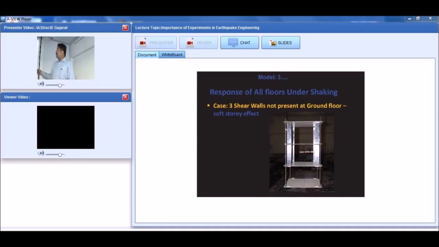Then this is the third case. When the shear wall is not present in the ground story, the shear wall is present on the upper stories. Right? Now, what will be the behavior? So this will become very stiff. This will become flexible. So this is a soft story. Right? We'll see what the readings are. Next. These are the readings we have taken.